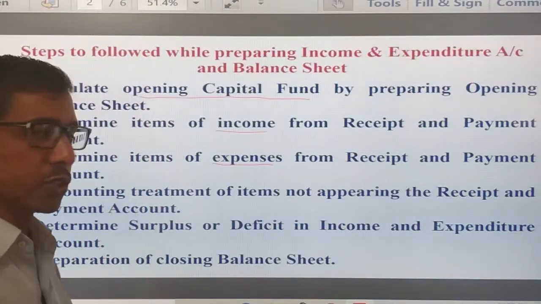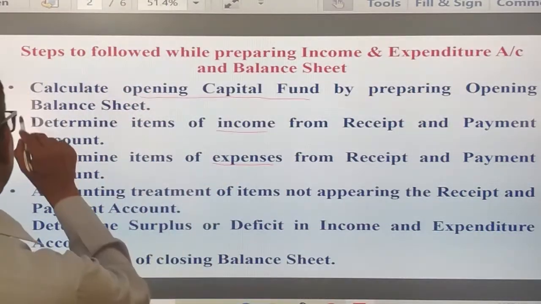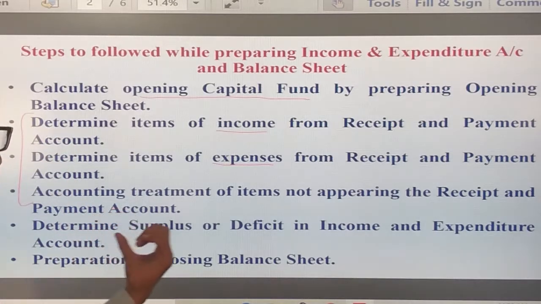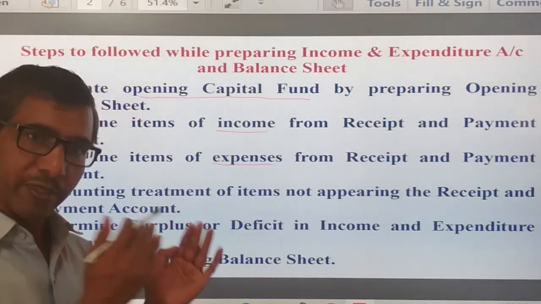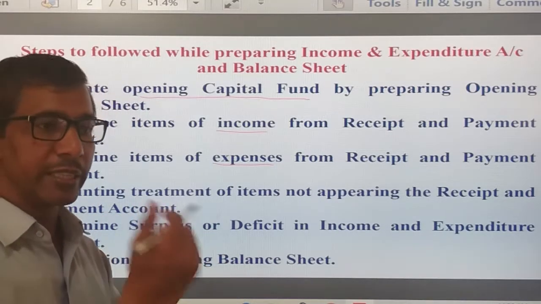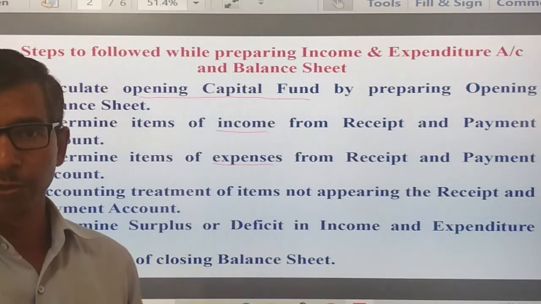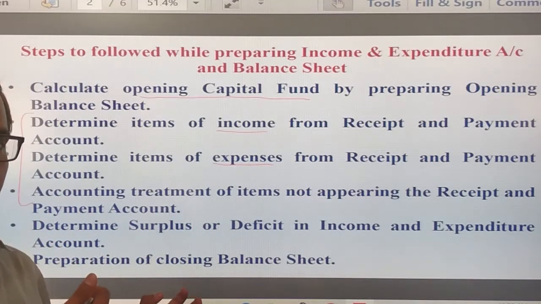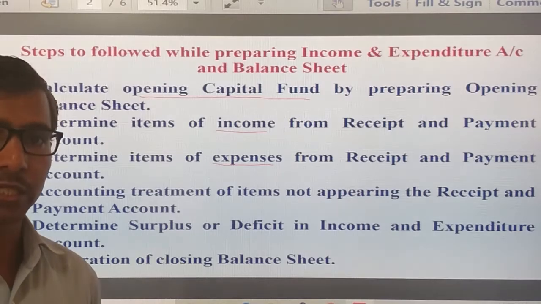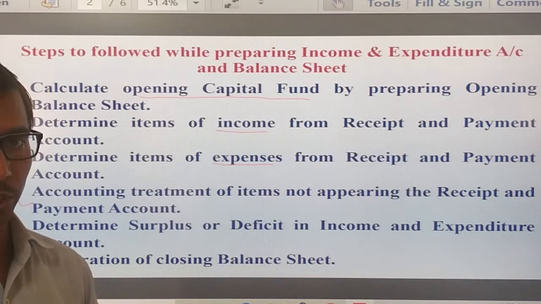And determine surplus or deficit. After doing all these three things, we have to determine the surplus or deficit in the income and expenditure account. If the debit side is more and the credit side is less, then there will be a deficit. If the credit side is more and the debit side is less, then there will be a surplus in the income and expenditure account.